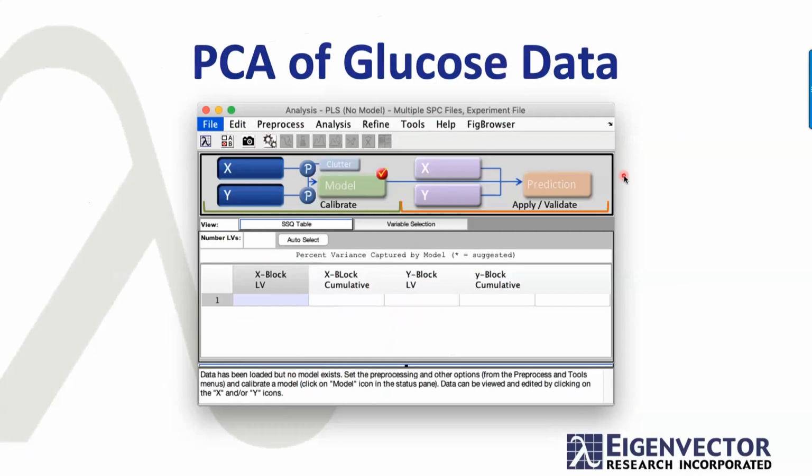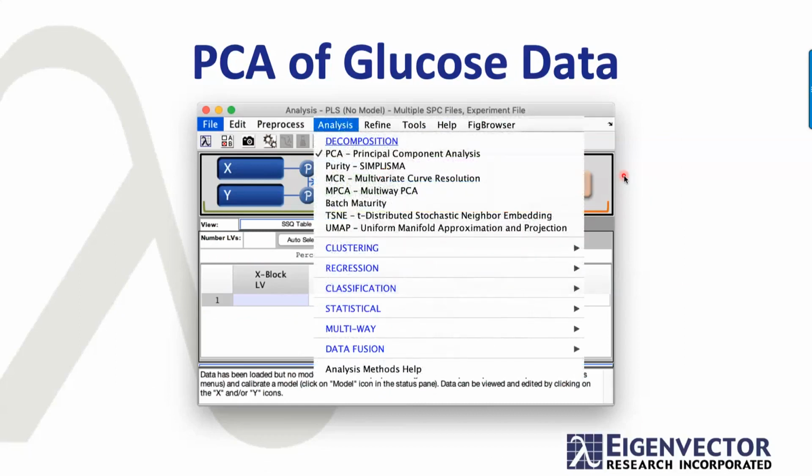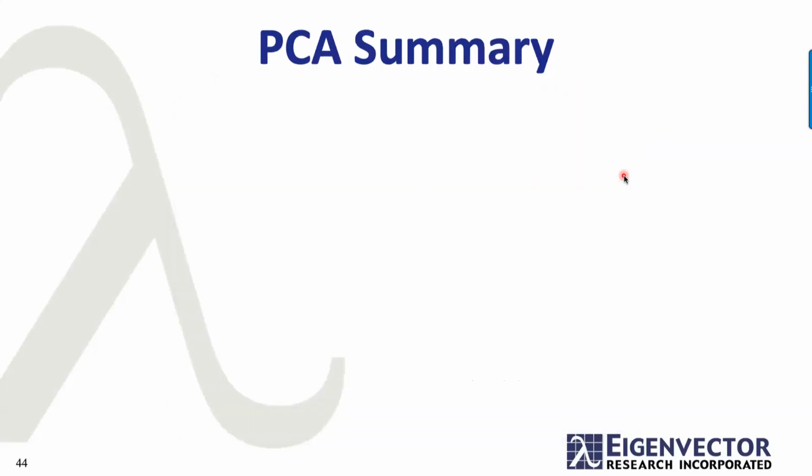Okay, well, let's do a little PCA of the glucose data. So there's our interface right there, and we're going to switch. We were in PLS mode, so we're going to switch it to PCA mode by choosing that from the decomposition menu.